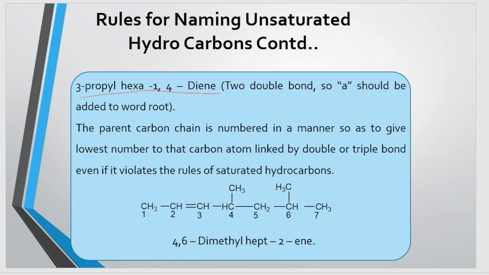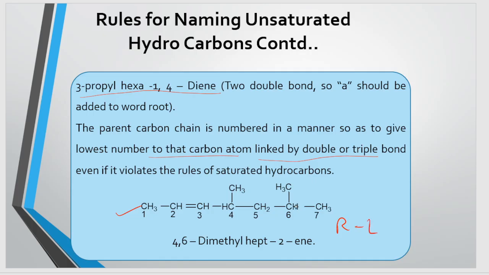Okay, now listen carefully. The parent carbon chain is numbered in a manner so as to give the lowest number to the carbon atom linked by the double bond or triple bond. As we discussed already, the double bond and or the triple bond is the first priority when compared with the saturated hydrocarbons, and the double bonded or triple bonded carbon atoms must get the lowest number. That is the reason why left to right numbering is correct, but not right to left.